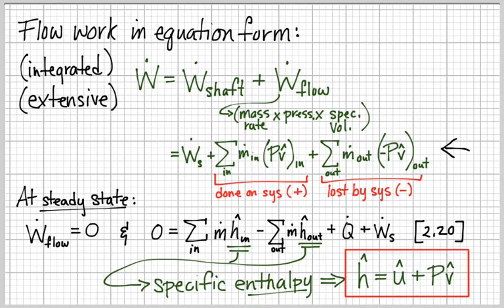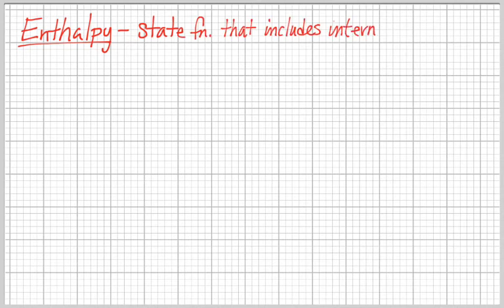And enthalpy itself is going to be that equation in the lower right. H hat, that's the specific enthalpy, or the energy per kilogram, is going to be equal to the specific internal energy plus P times the specific volume. Okay? Which is saying I used this discussion of flow work to introduce our new state function of enthalpy. So we have the state function of internal energy, and now we have a state function of enthalpy. Enthalpy is the state function that includes internal energy and flow work.